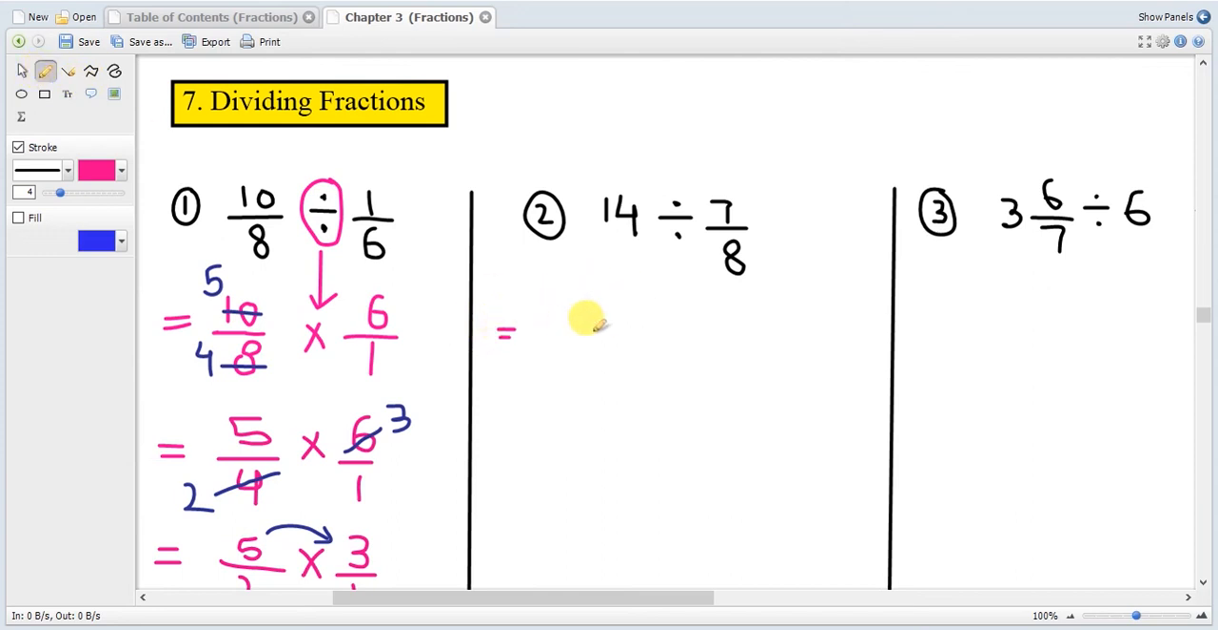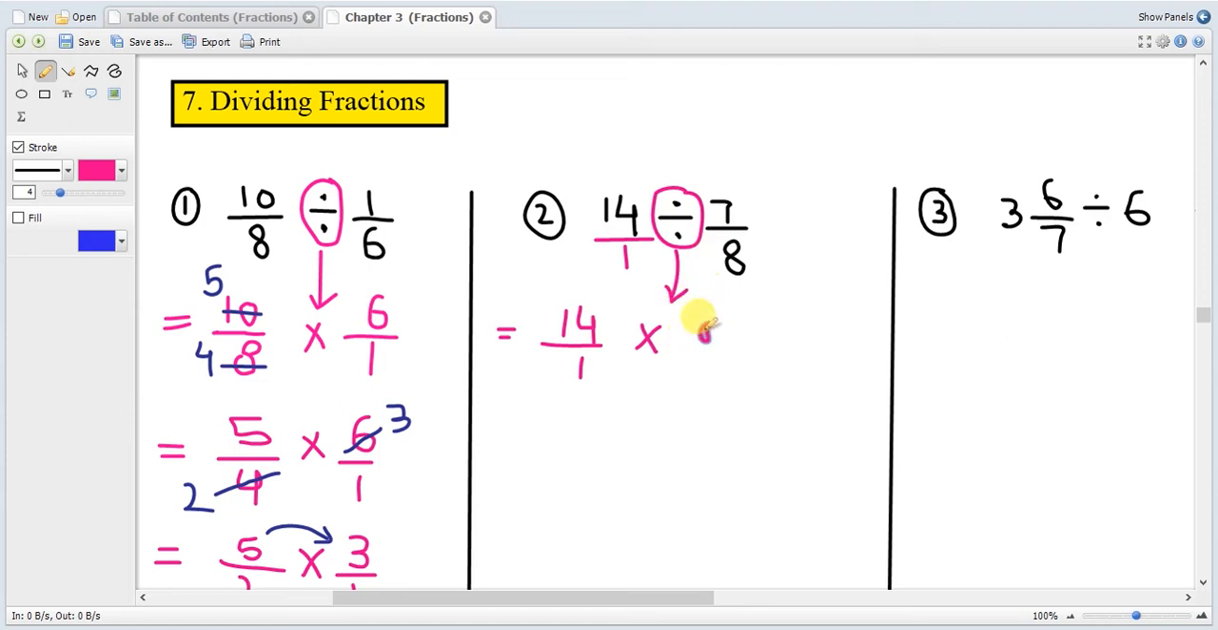Okay, so this is 14 divided by 7 over 8. What is the number at the bottom if there is no number shown below 14? That is 1. So it's 14 over 1. So first I need to convert this division sign into the multiplication sign, since we know that we cannot directly divide the fractions, right? Got it? So now for the condition for changing this sign, we have to also switch or flip the positions of the second fraction upside down. So 7 over 8 will become 8 over 7.